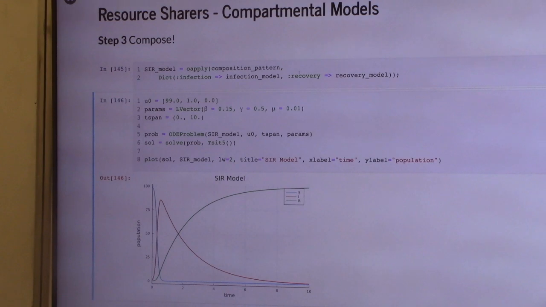susceptible population is the blue curve. The infected is the orange one. And the recovered population is the green curve. And this is what you expect to see. So great. All right. So that is my first example.